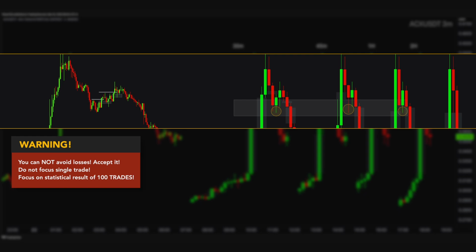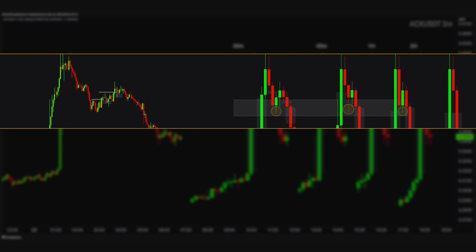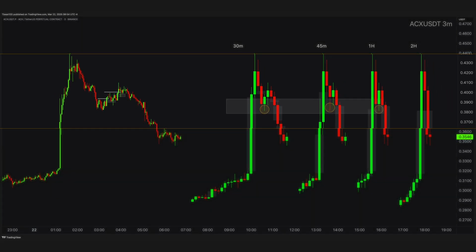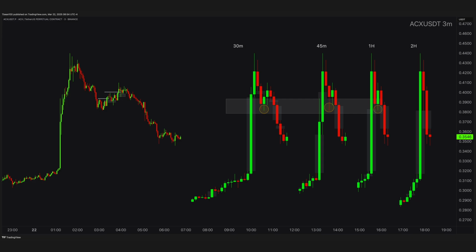This proves our general theory. None of the strategies are perfect. Whatever you do, it is practically impossible to avoid a loss.